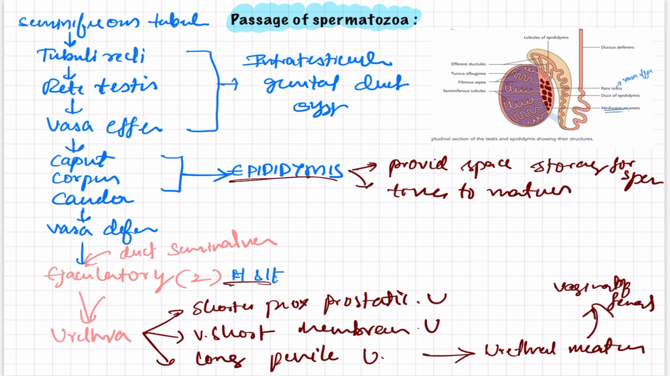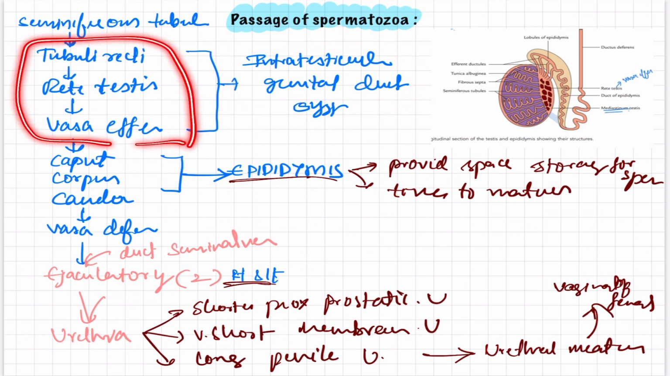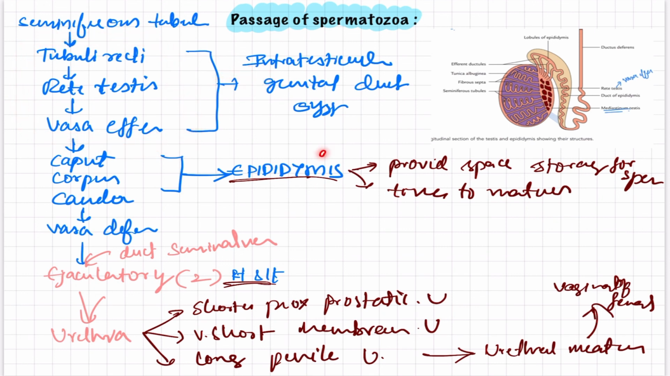Up to here there will be right and left parts: right and left ejaculatory ducts, right and left vasa deferens, right and left vasa efferentia. After the ejaculatory duct, they unite to form the urethra, and the urethra can be divided into parts: the shorter prostatic, the very short membranous, and the longest penile urethra, and it comes out with the urethral meatus. This is the in-depth knowledge. And what is the intratesticular duct system? You can get an MCQ on this: only the tubuli recti, rete testis and vasa efferentia come under the intratesticular ductal system. The epididymis does not. These are the MCQs usually asked.